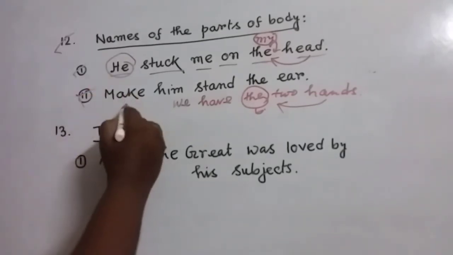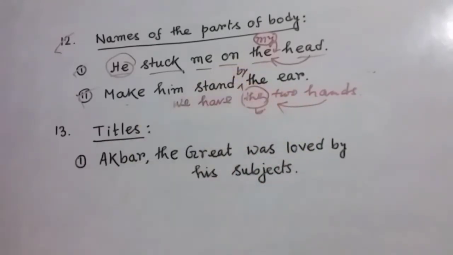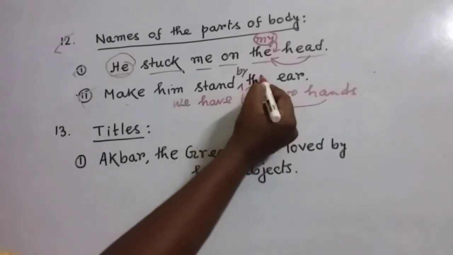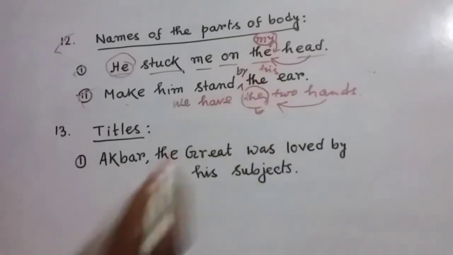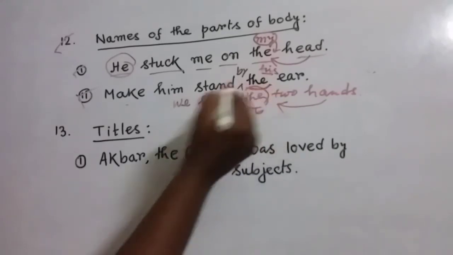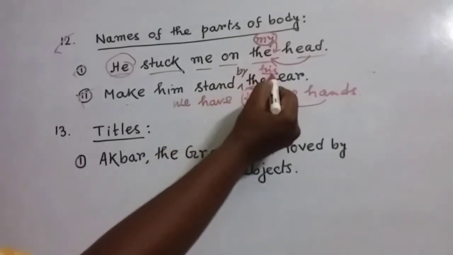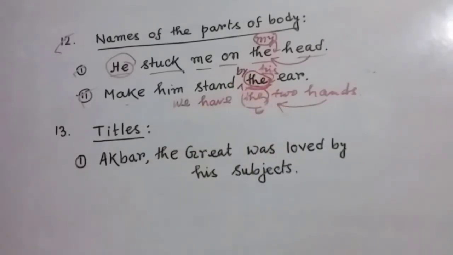Same thing here. Make him stand by the ear. The teacher is ordering a person to stand by the ear, and it may be his. His is a possessive adjective. We are not using his here, rather we are using the term the. That means we are replacing the possessive adjective by using the term the. In this situation, we can use the.